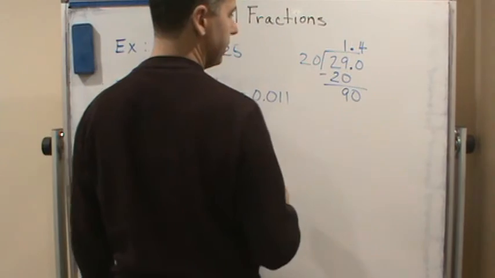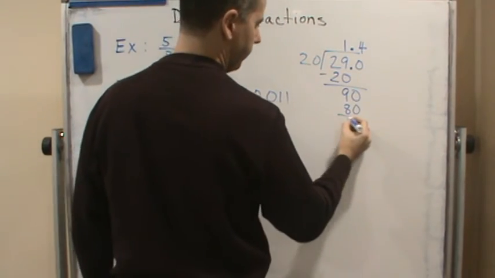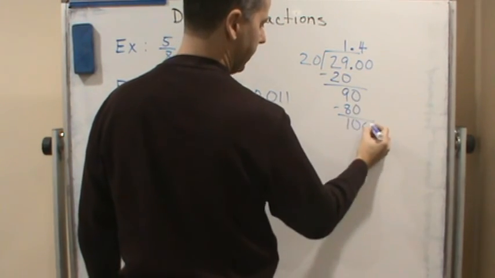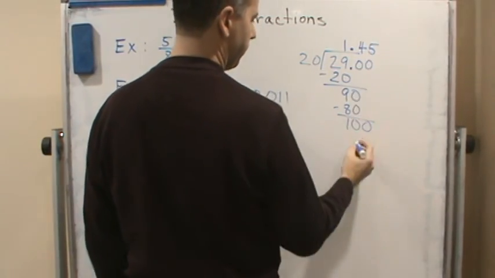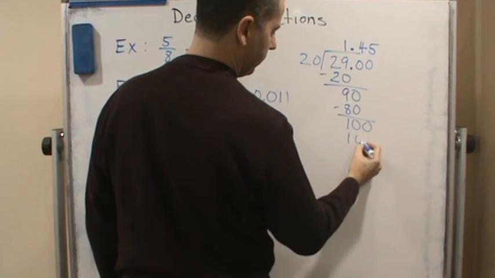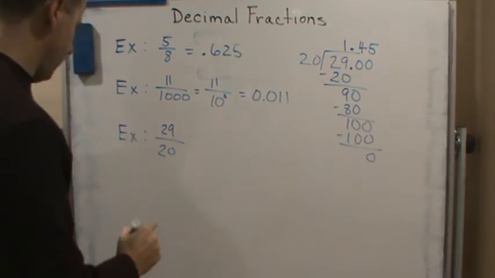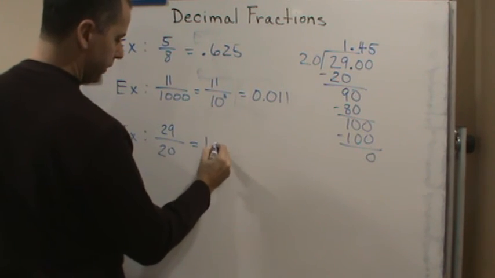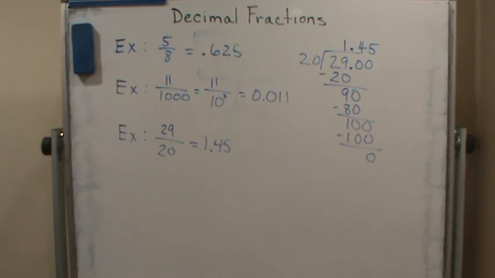So I put the 4 above the 0, and then I multiply, so that's going to give me 80. And I subtract, and that's going to give me 10, and I'm going to drop another 0. So I get 100. 20 goes into 100 5 times. 20 times 5 is 100. So now I know I'm going to get 0, and I'm done. So the answer is that the decimal equivalent is going to be 1.45. And that's how you change a fraction into a decimal.